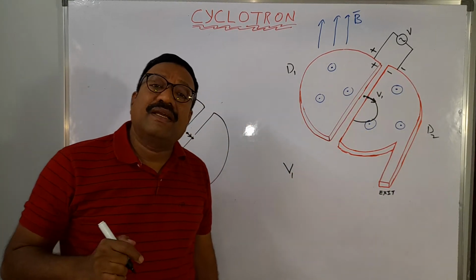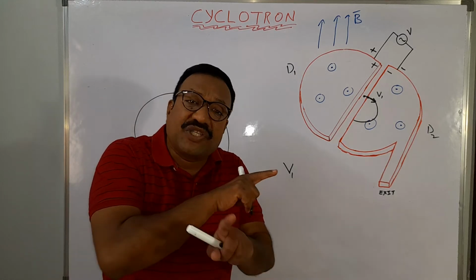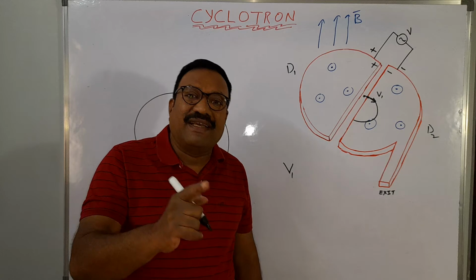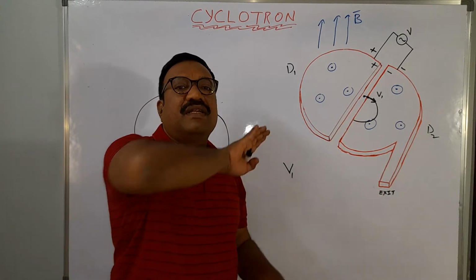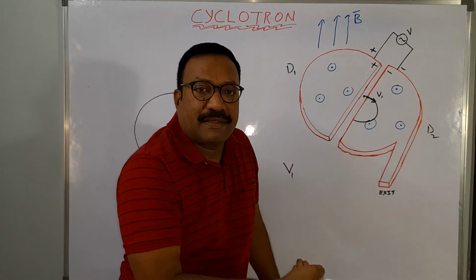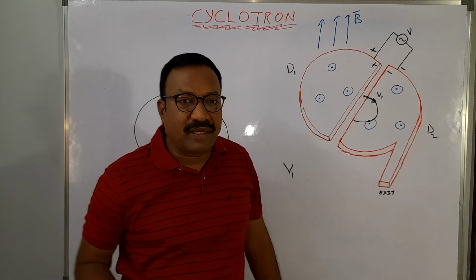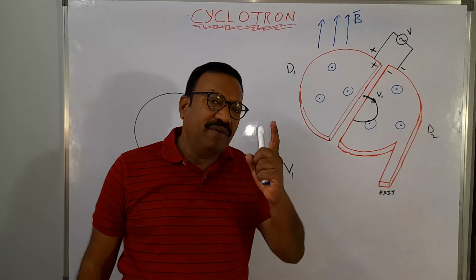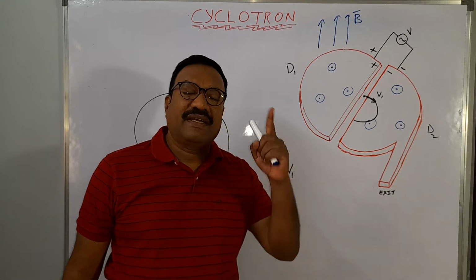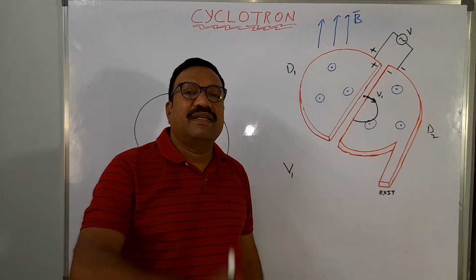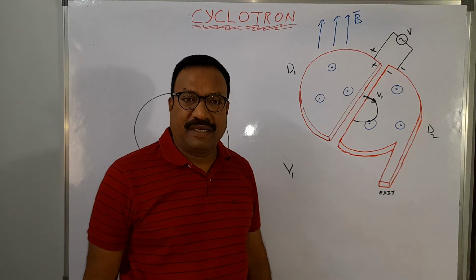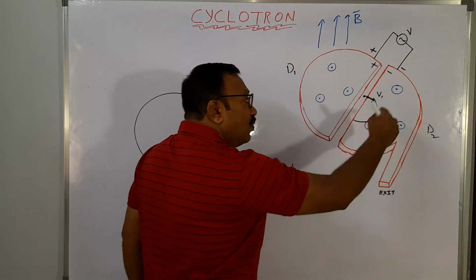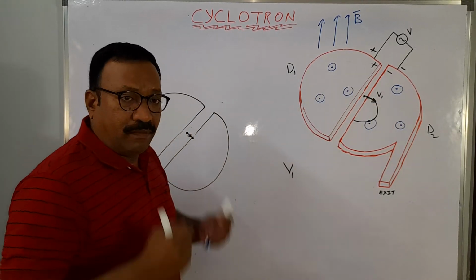Remember one point very clearly: a magnetic field cannot change the magnitude of velocity. It can change only the direction. Direction means it is turning like this to make it move in a circular motion, but the magnitude of the velocity is not changed. The magnitude of the velocity can be changed only by an electric field, and that is why we say it is accelerated in the electric field. So here it completes half a circular motion with velocity v1.